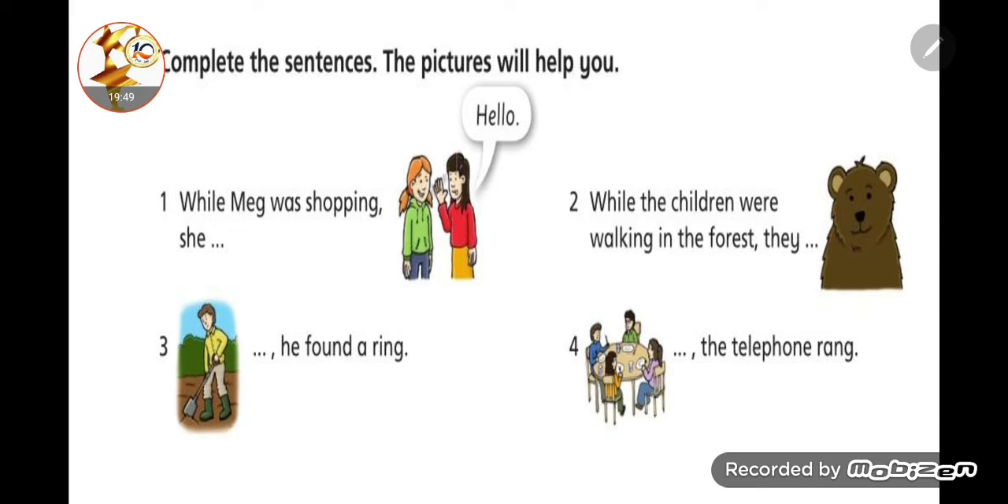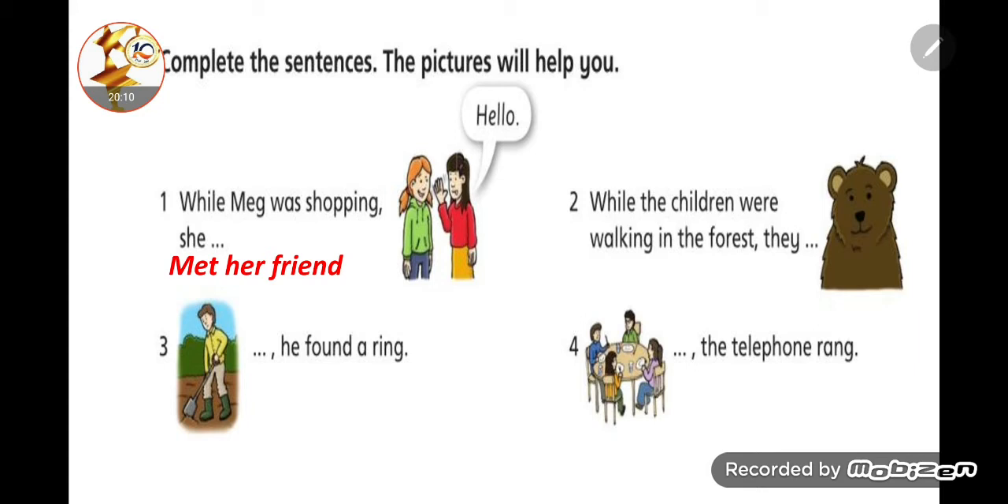Now move please to exercise number 3. Complete the sentences, the pictures will help you. We want to complete these sentences, and these pictures will help us. While Meg was shopping, she met her friend. Or I can say she talked to her friend, she found her old friend, whatever.